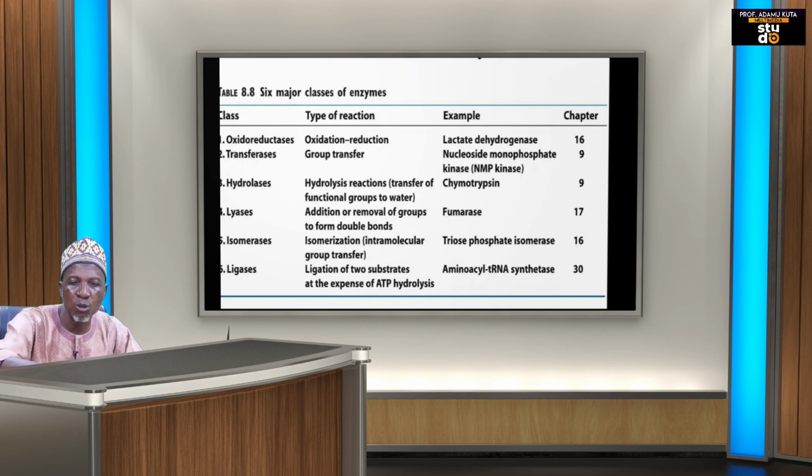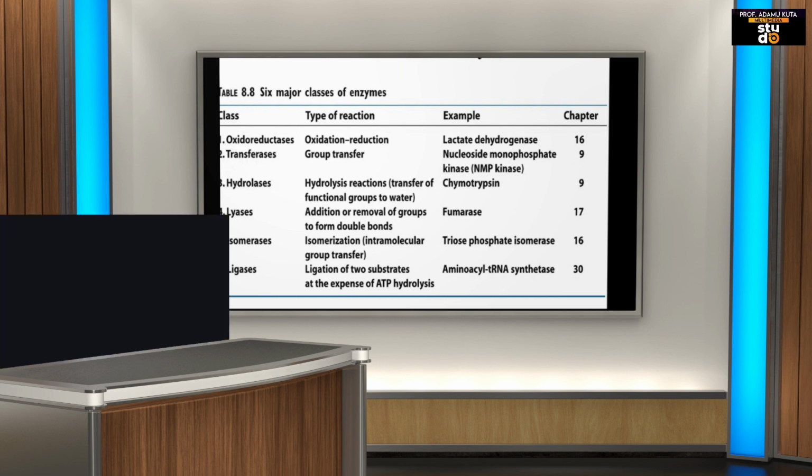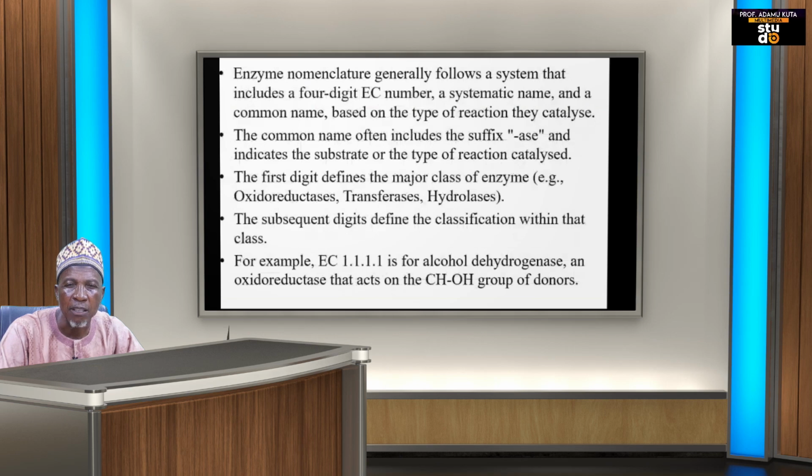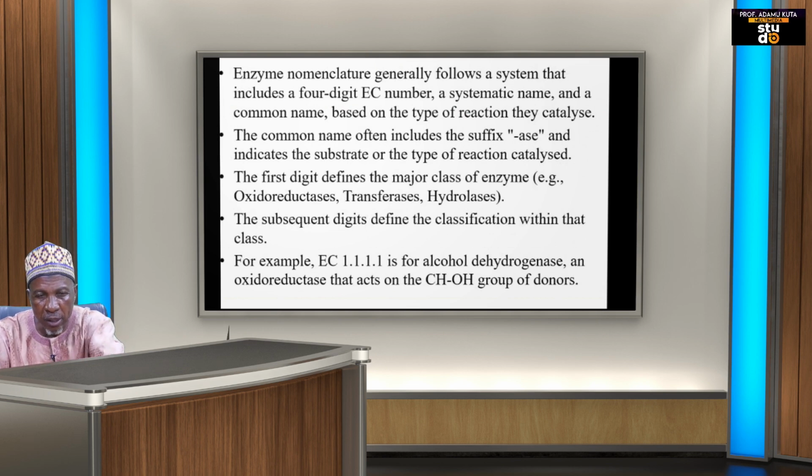So this is a table showing the summary of the classes we mentioned, 1 to 6, and the type of reaction they catalyze. An example is given, and a reference book is cited below, where you can go to the chapters that discuss fully these classes of enzymes. And then nomenclature of enzymes, like I mentioned, is based on the enzyme commission nomenclature. The last bullet you see here is EC 1.1.1.1, which stands for alcohol dehydrogenase.